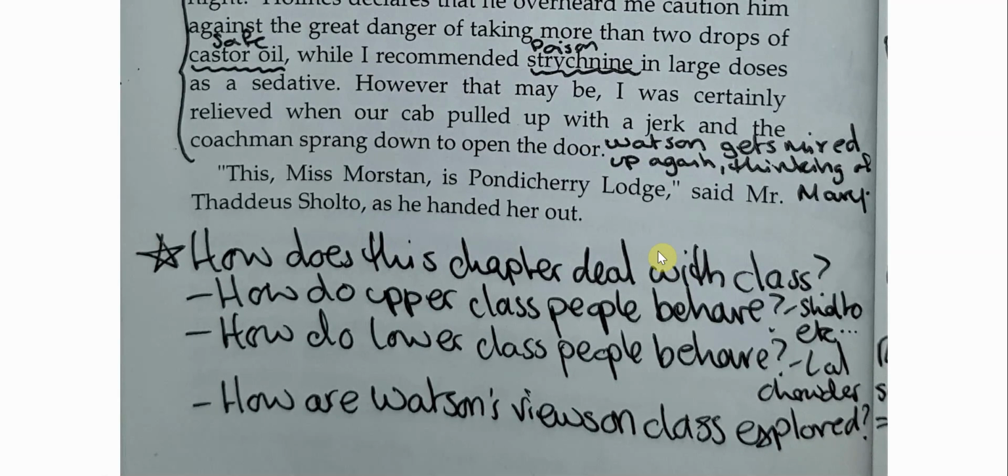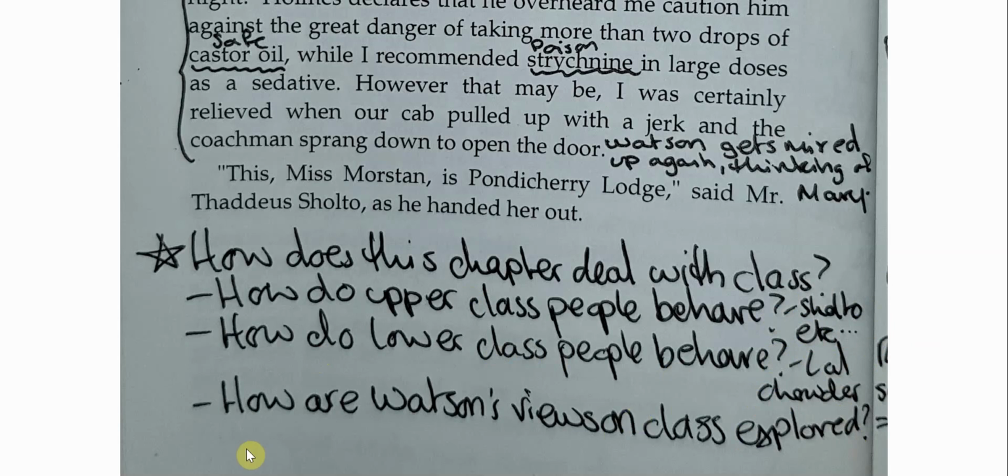Now finally, I want you to think about how this chapter deals with class. Think a little about how do the upper class people behave in this chapter? How does Major Sholto behave in this chapter? How do lower class people behave in this chapter, such as Lal Chowder, or the infrequent times that we would see Jonathan Small? How has he behaved?